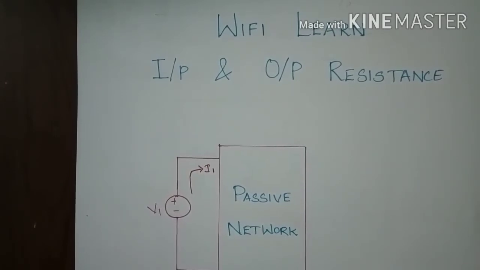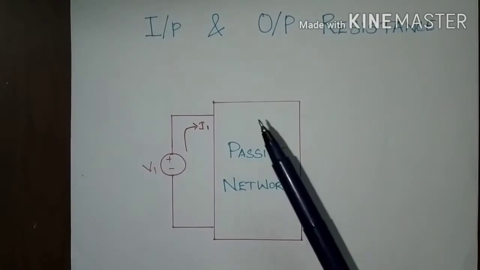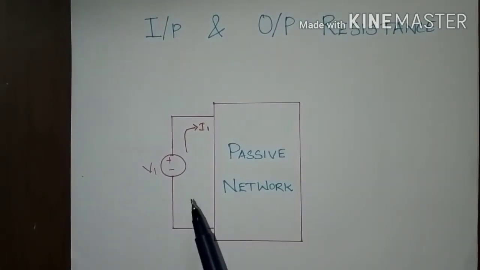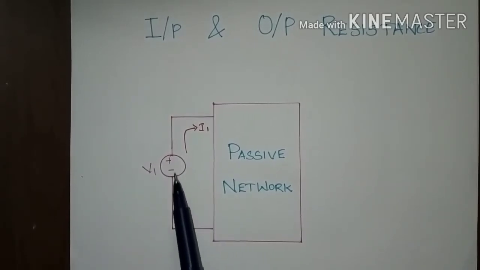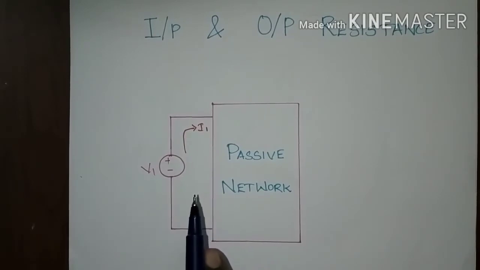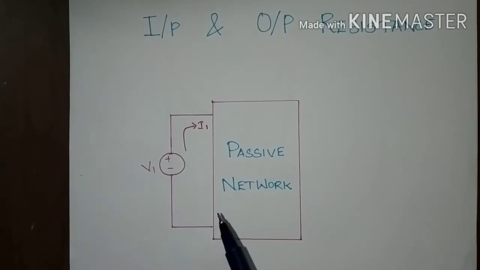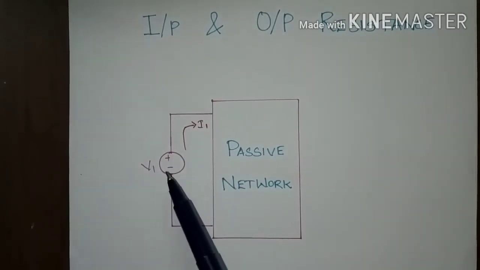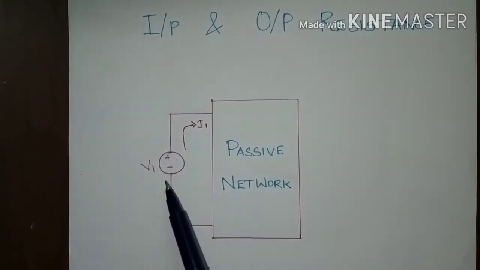In this video, we can see about input and output resistance in a passive network. In a single source network, that is, if a network contains a single source, assume this as a network and it has a single source of only V1 and the current flowing through this network is I1. In such a single source network, the input or driving point resistance is often calculated where the driving voltage has been designated, that is, this current is driven by this voltage only.